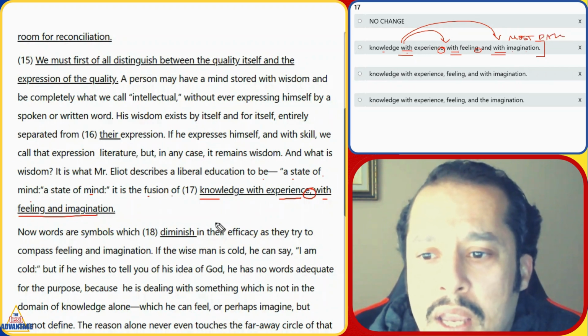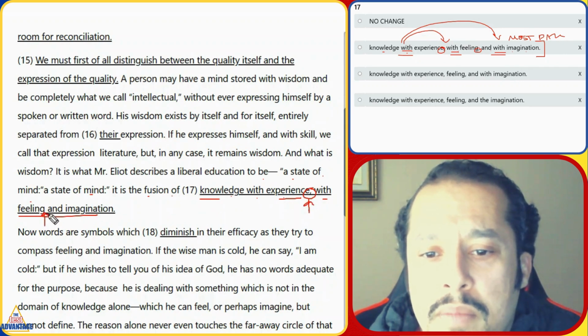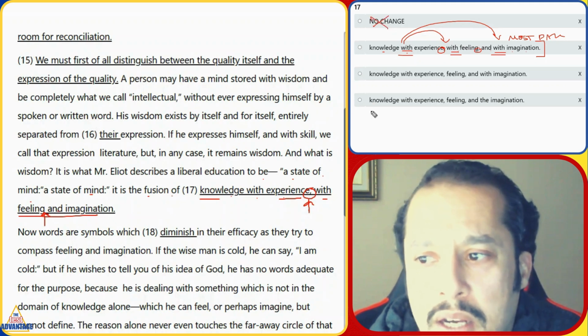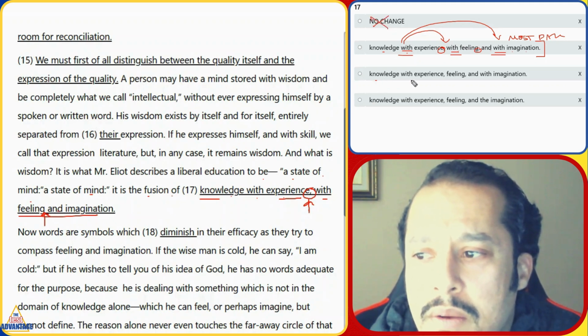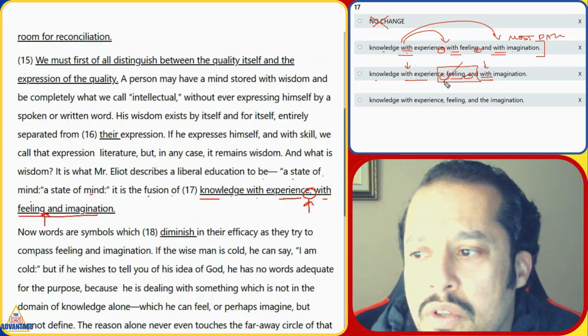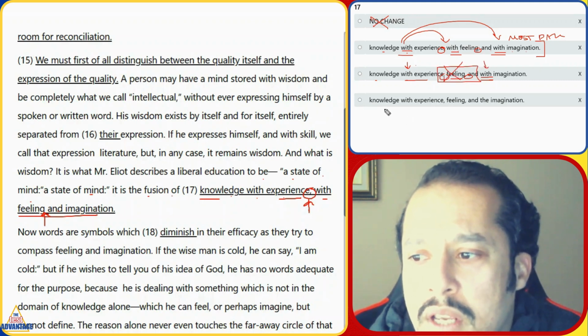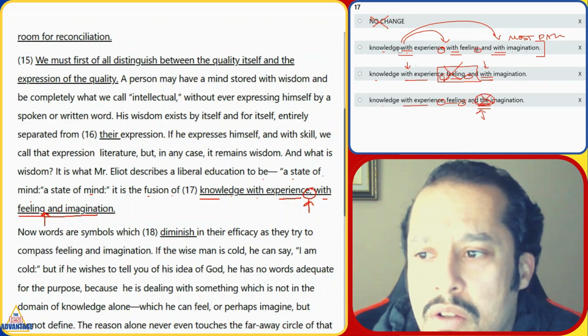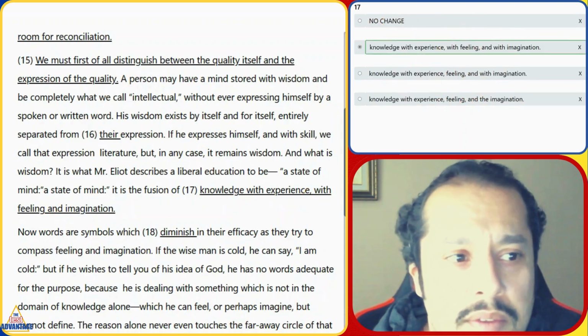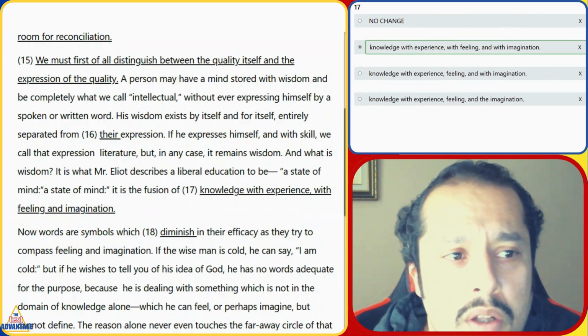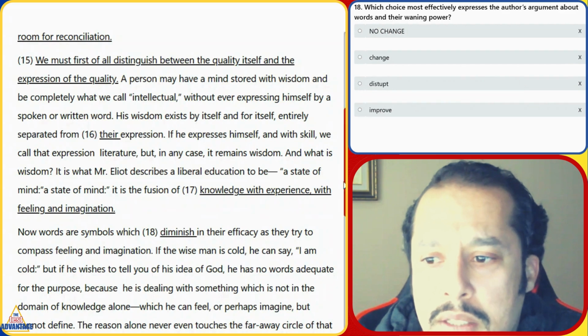So answer A, knowledge with experience, comma, with feeling, المفروض بقى and with imagination وبرضه محتاجين comma. Answer C, with experience, comma, feeling, and with. So قلناها هنا ليه ما قلناهاش في النص? It's not parallel. Answer D, knowledge with experience, feeling, and the imagination. المشكلة بتاعتنا هنا the. This is not parallel. So we're going to go with answer B. It is the most parallel answer, number 18.